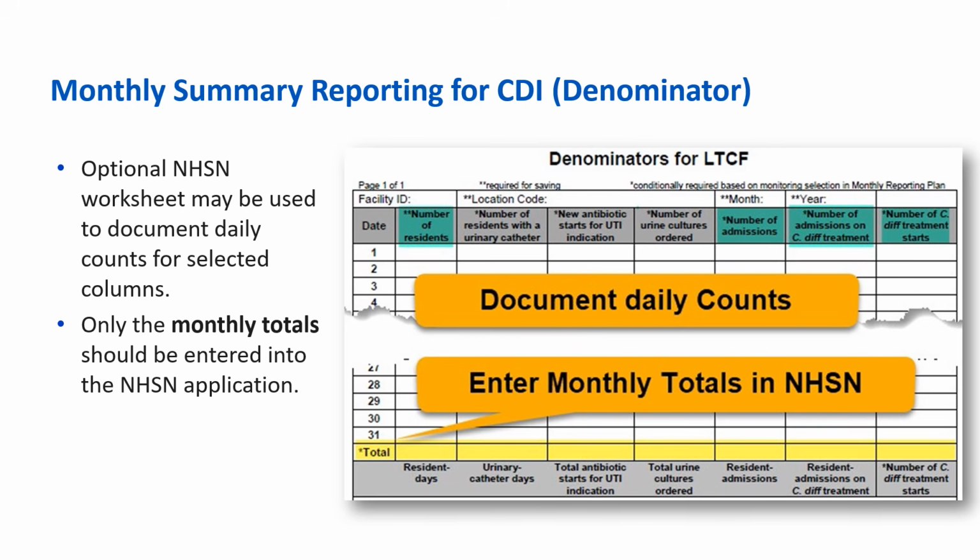It's important to point out that only the monthly total will be entered into the NHSN application. A total for each column should be calculated by summing the numbers recorded for each individual day of the month. Alternatively, if available, these monthly totals can be obtained from LTCF administrative data sources in place of performing daily counts.